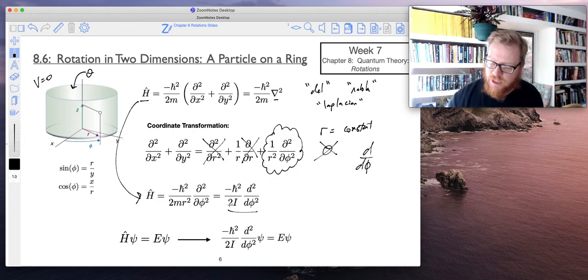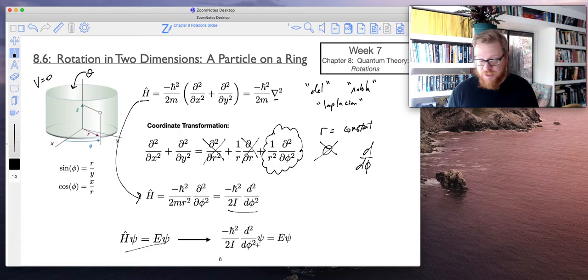And it looks exactly like our kinetic energy operator for translational motion, which is great. Okay, so continuing along with this. Let me check the time. Okay, 20 minutes. We're doing great. So now my Schrodinger equation, H psi equals E psi, becomes very simple. My operator is just negative h bar squared divided by 2I times the second derivative in phi, equals E psi.